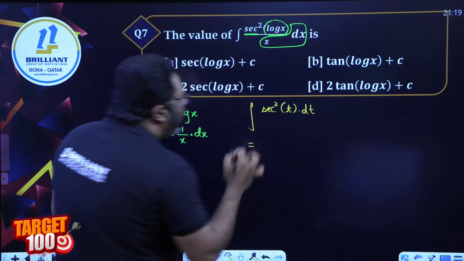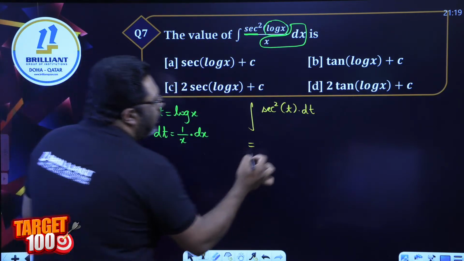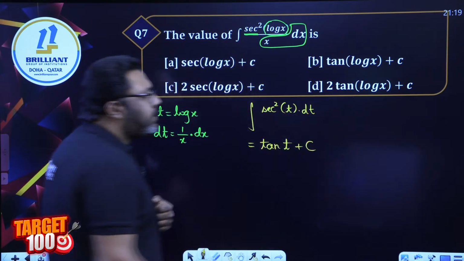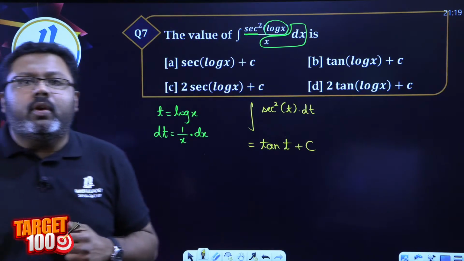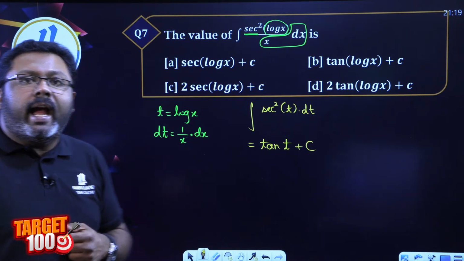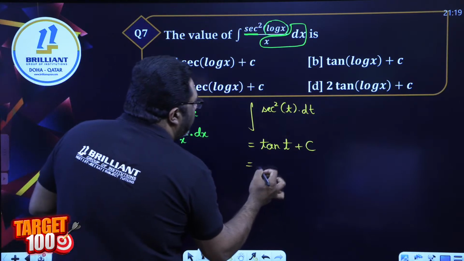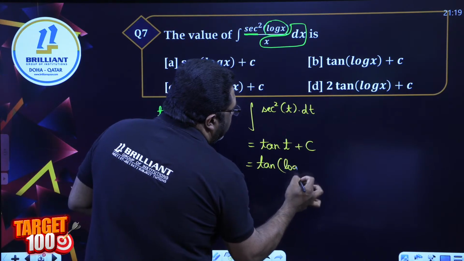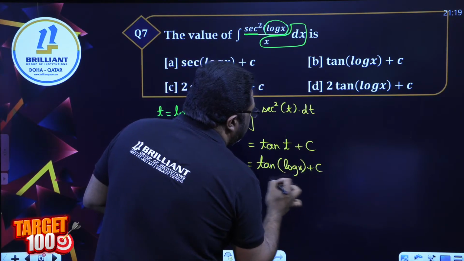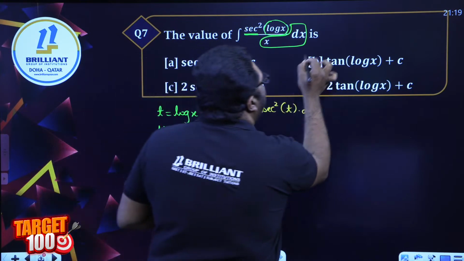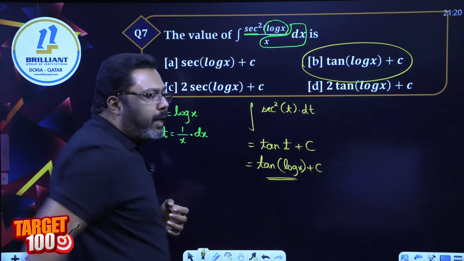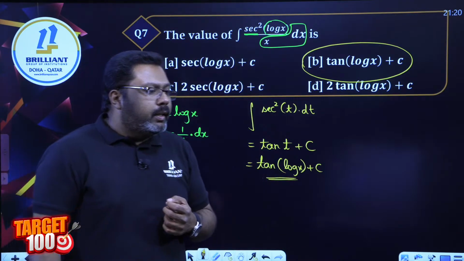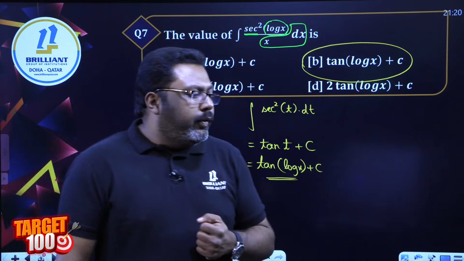And what is the integral of sec squared t? It is tan t plus c. The integral of sec squared t is tan t plus c. That is equal to tan t, where t is log x, plus c. Tan of log x plus c. Again, option B. Yes, Sana, Nidin, Faris, Hadia, Ritika, Kevin, Angelin, all of you right answer.